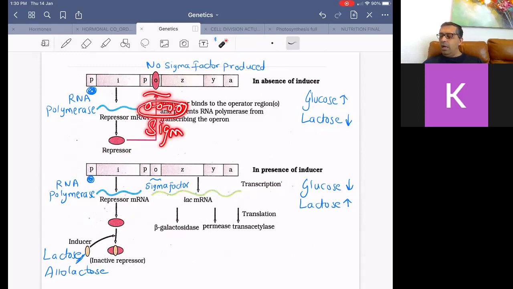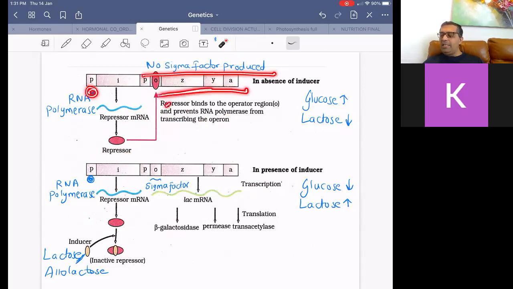So sigma factor cannot be produced, जब तक सिग्मा फैक्टर नहीं बनता है, RNA polymerase cannot go from the promoter gene to the structural genes. तो structural genes पे RNA polymerase नहीं आ सकता है, because to bring RNA polymerase from the promoter gene to the structural gene, you need sigma factor. And sigma factor will bring RNA polymerase from promoter gene to structural gene to form the Lac mRNA, to form the different enzymes.